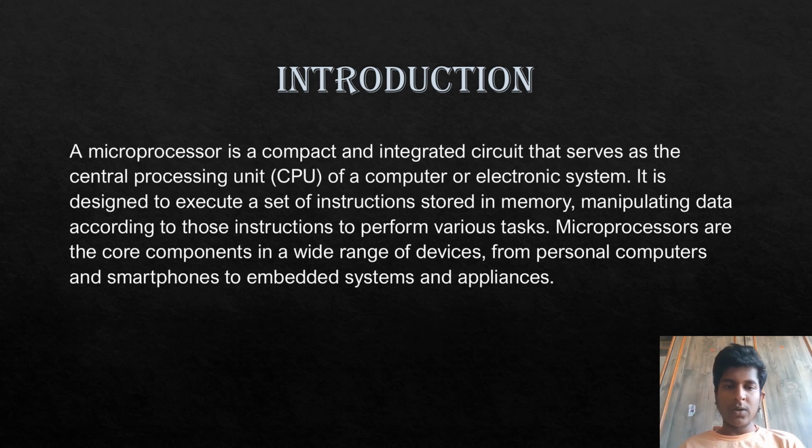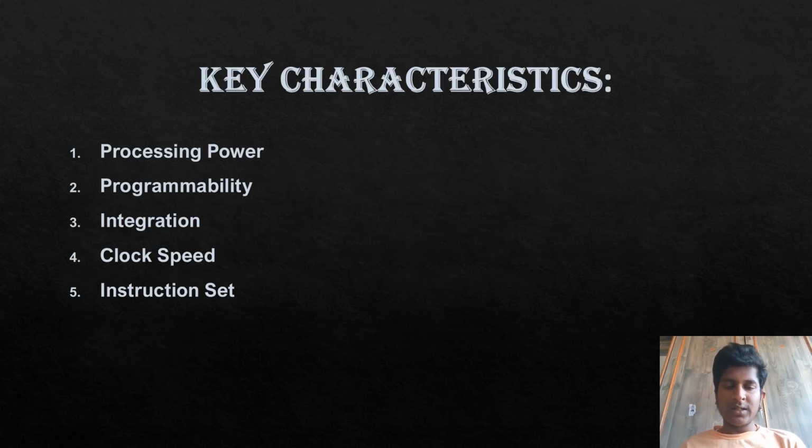Microprocessors are the core components in a wide range of devices from personal computers and smartphones to embedded systems and applications. Key characteristics of microprocessor: processing power, programmability, integration, clock speed, instruction set.